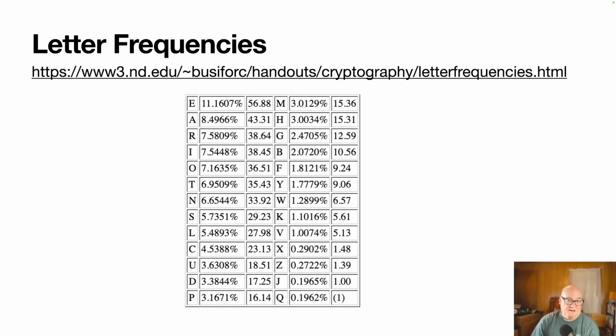It's okay. The nice thing about this one is they give you the relative frequency. So E is 57 times as much as Q, which is the nominal one. And J is not much bigger than Q. Okay, so that gives you something.